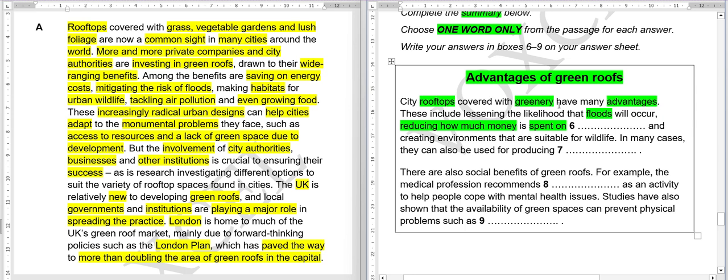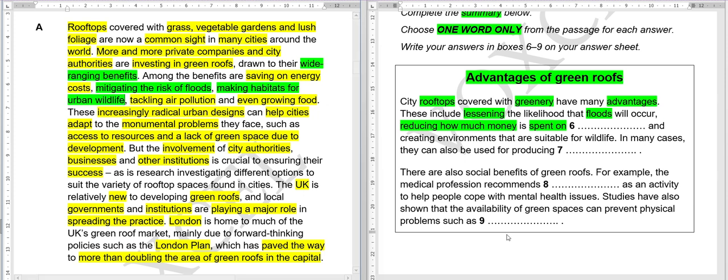City rooftops covered with greenery have many advantages. Let me change the color. We have read here wide-ranging benefits, many advantages. These include lessening, meaning reducing the likelihood of floods, mitigating the risks of flood, reducing how much money is spent on blank, and creating environments that are suitable for wildlife, making habitats for urban wildlife. So again here we have to find what we are reducing money that is spent on.